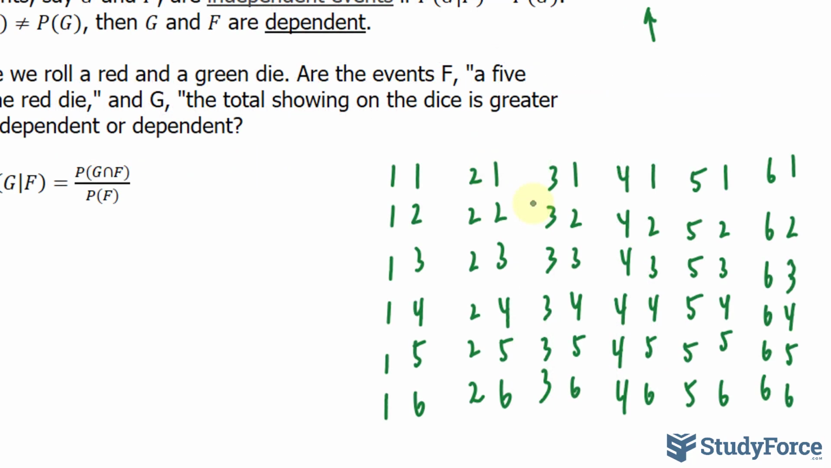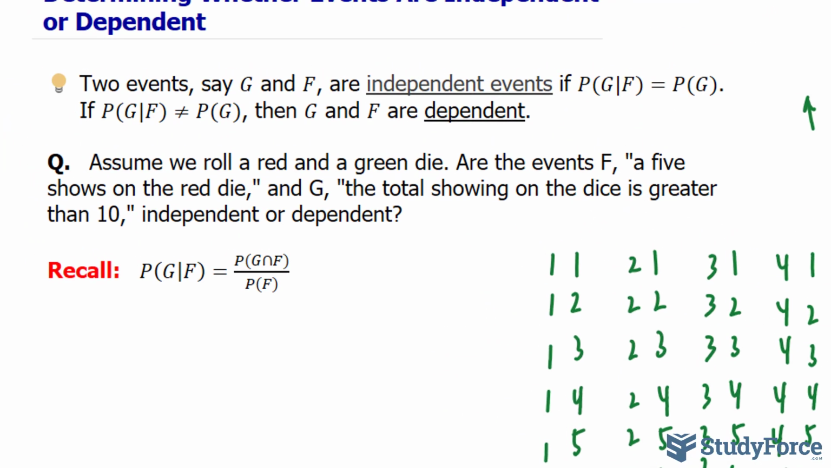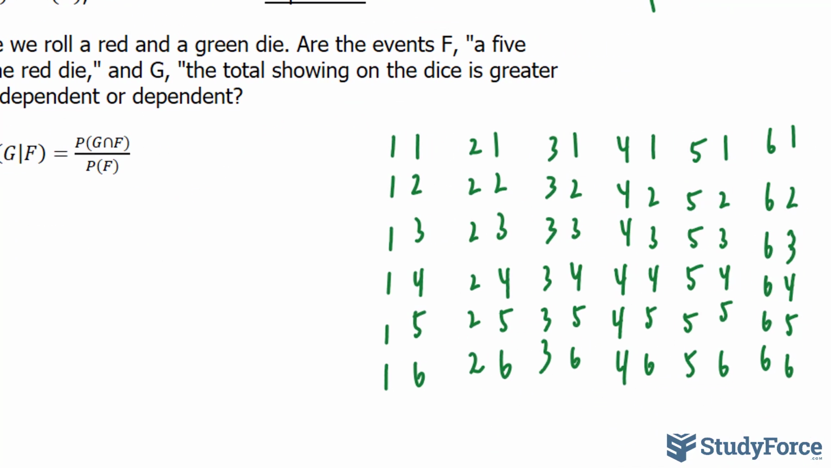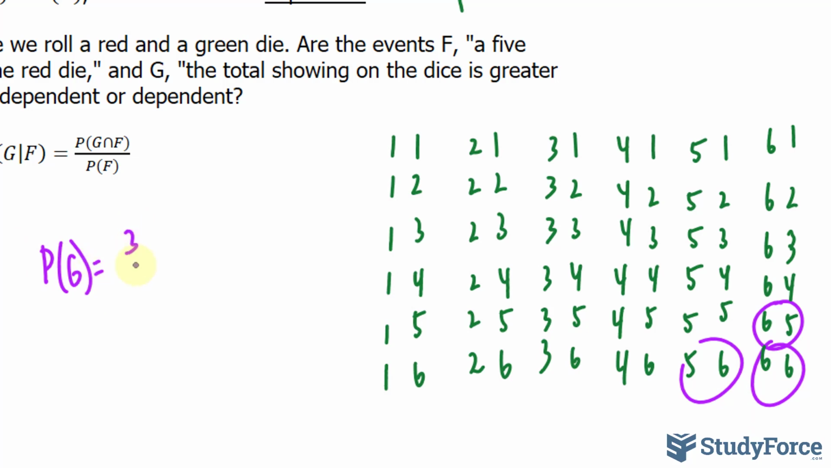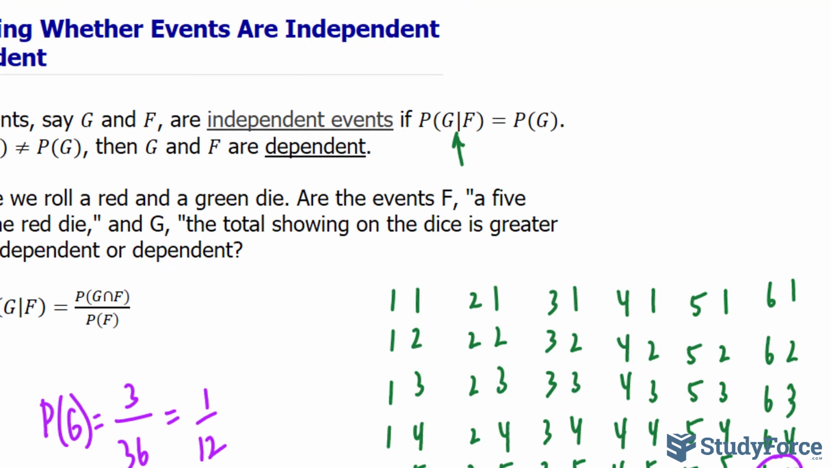Now that you see the 36 possibilities, remember what G represents. It's the total showing on the dice is greater than 10. So when does that happen? When do we get a total greater than 10? Well, it happens right here, 5 and 6. It happens with 6 and 5, and it happens with 6 and 6. This means that the probability of G occurring is 3 out of 36, which reduces down to 1 over 12. We will be comparing this with the conditional probability of G given F.